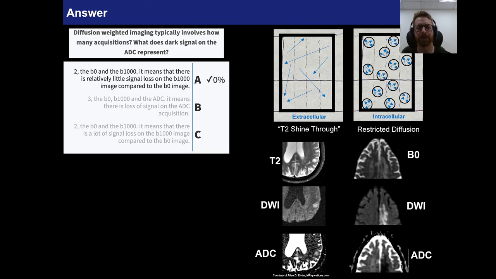Let's go over these questions. Diffusion-weighted imaging typically involves at least two acquisitions. One acquisition is going to be the diffusion-weighted image, also known as B1000 or B800 or B500, etc. It has some positive number after the B.